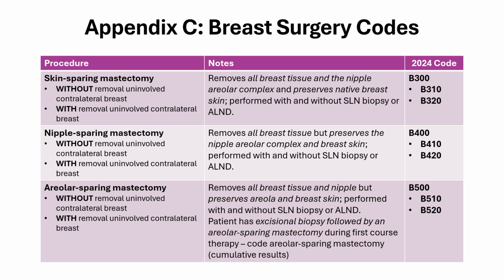Again, you want to review your op report. Now the codes B500 through B520, again, very similar to the 300s and the 400s. And again, you want to make sure that we are coding what occurred. With this one, an areola sparing mastectomy removes all breast tissue and nipple, but it preserves the areola and breast skin. Performed with or without a sentinel lymph node biopsy or axillary lymph node dissection.